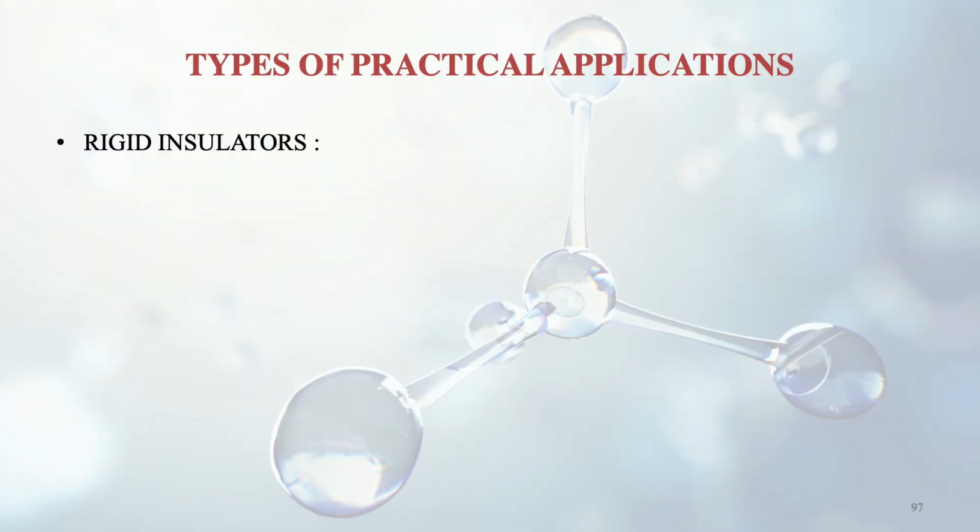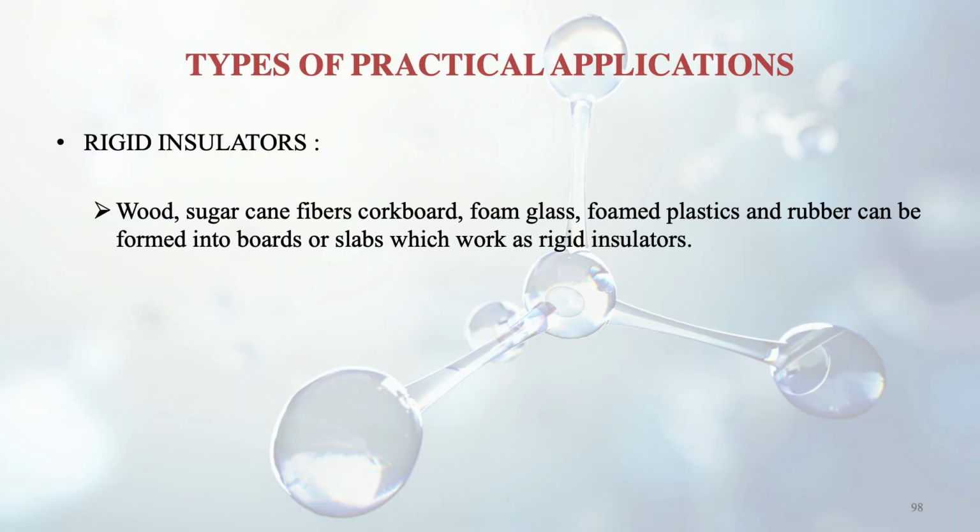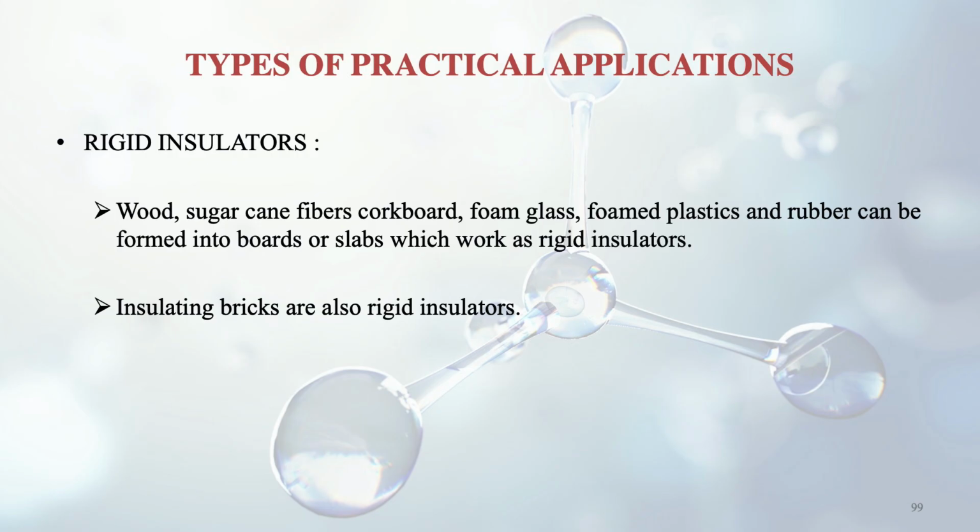And then the third category is the rigid insulator. So this comprises wood, sugarcane fibers, corkboard, foam glass, foam plastics, rubber. All these come under rigid insulators, because they can be formed into boards or slabs which work as rigid type. Insulating bricks are also there. So bricks are also a rigid type. Why are we calling it rigid? Because you know the rigidity definition, that the distance between 2 points doesn't change when we are applying a certain force. So that thing can be called rigid.